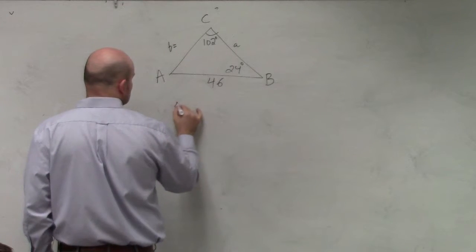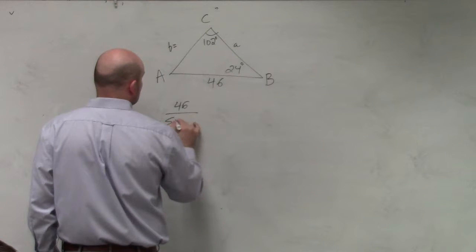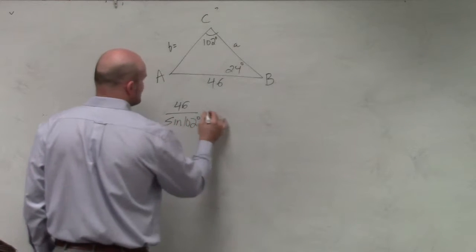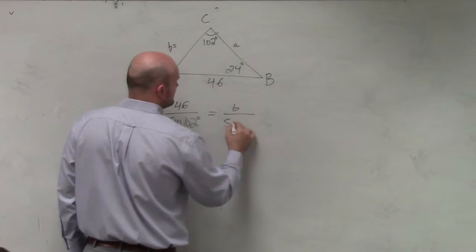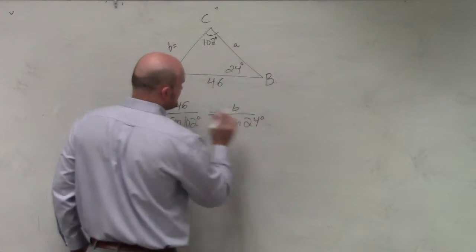So I can rewrite this as 46 over the sine of 102 degrees is equal to, let's figure out B, over the sine of 24 degrees.